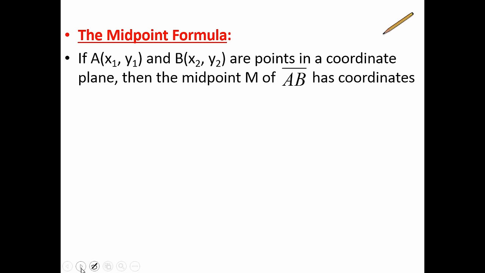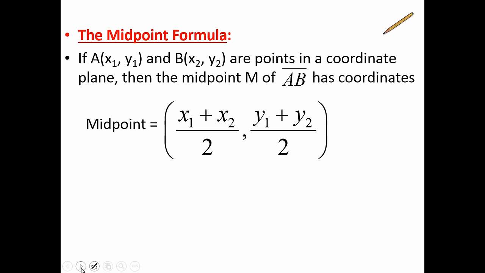The midpoint formula says if you have 2 points, A and B, on a coordinate plane, the midpoint will have the coordinates given here by this formula. x1 plus x2 divided by 2, y1 plus y2 divided by 2. We're dividing by 2 because we're trying to find the midpoint between 2 points. And we're adding those points together and dividing by 2, just like you would do if you have an average.